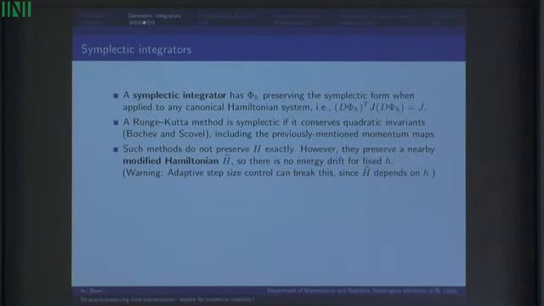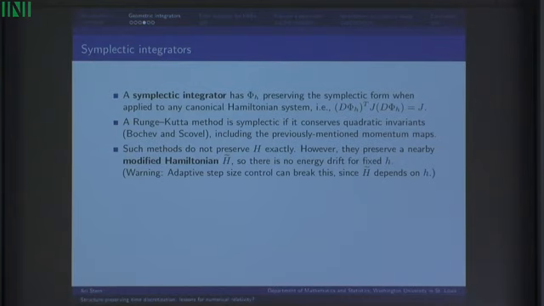So what's the third thing? I mentioned symplecticity, momentum conservation, but then there's energy. There's the conservation of the Hamiltonian itself. So it turns out that symplectic Runge-Kutta methods do not preserve the Hamiltonian exactly. However, they do something which is almost as good. You can show using backward error analysis that they preserve a nearby modified Hamiltonian. So that means that there's no energy drift as long as we take a fixed time step size h.